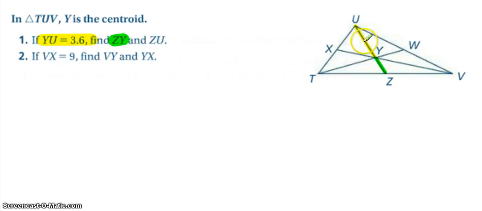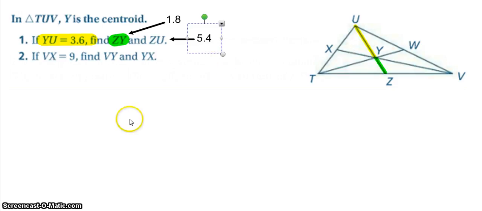So this distance of 3.6 is twice as long as YZ, which makes YZ 1.8, and then when I combine them for the entire ZU, I get 5.4. If you haven't done number 2, please do that now.